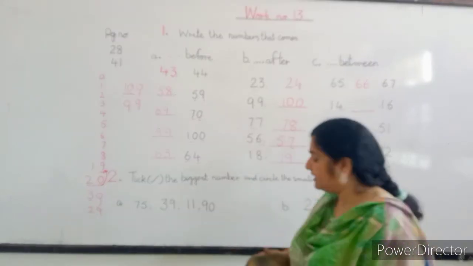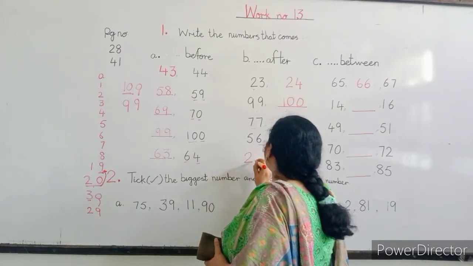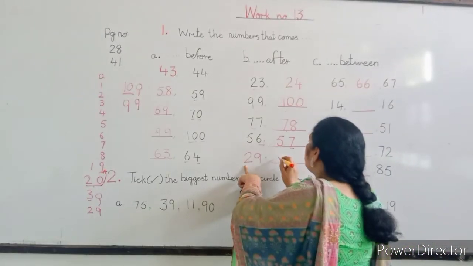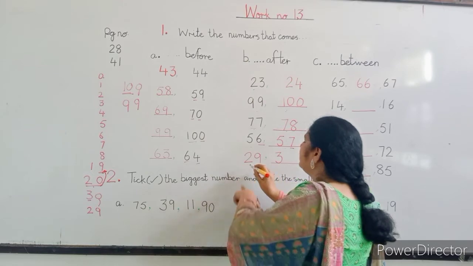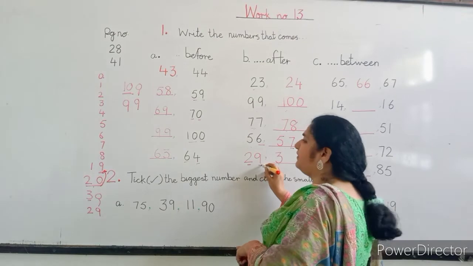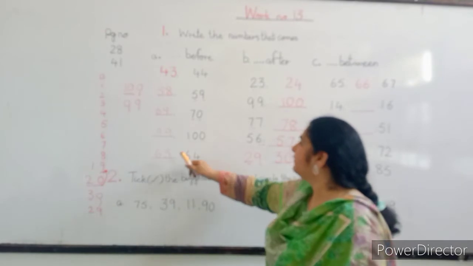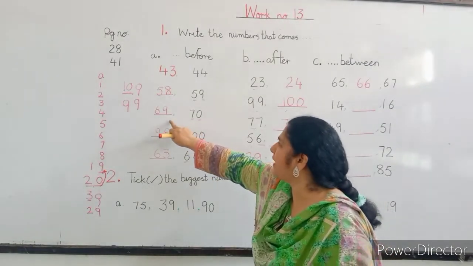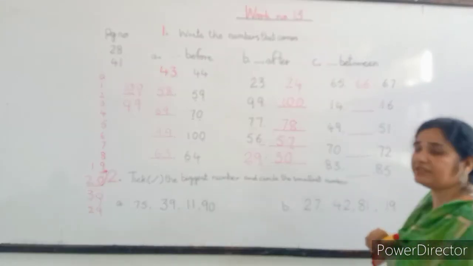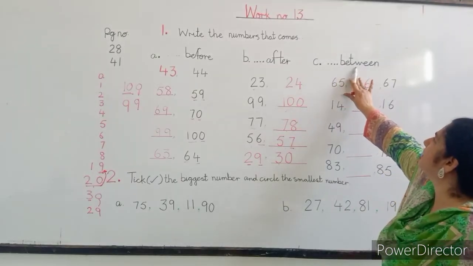Okay, one more number. See, if it is 29, then what will we do? Look, this 2 will change into the next 10. This 2 will change into 3 and 9 will become 0. Right? In backward counting, we will change this 0 into 9 and in forward counting, we will change this 9 into 0. Right? Okay.